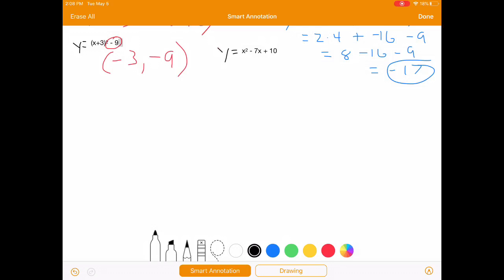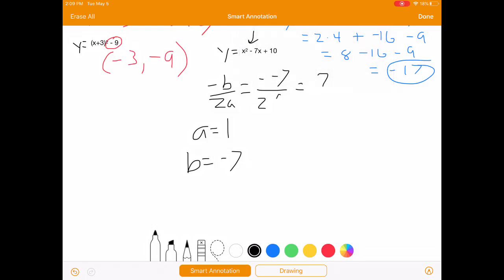Okay, so once again, we're looking at negative b over 2a. In this case, we have to notice that there's no coefficient of the x squared, which is okay. That just means a equals 1. The other thing that we have to recognize is it's minus 7x. So b is negative 7. So when we're looking at negative b over 2a, negative 7 is really positive 7. And 2 times 1 is just 2. So we have 7/2 as our x coordinate.